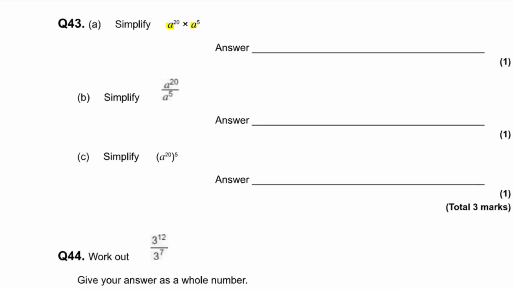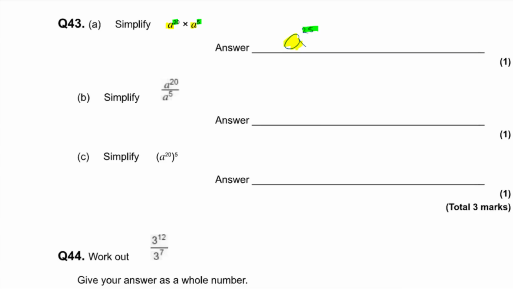Question 43, a to the power of 20 times a to the 5. I've got two numbers with the same base. Going to multiply them together, so I'm going to add those indices together. That's going to be a to the power of 20 plus 5. That's a to the power of 25, isn't it? A stays the same. Add the indices, you're going to get 25.